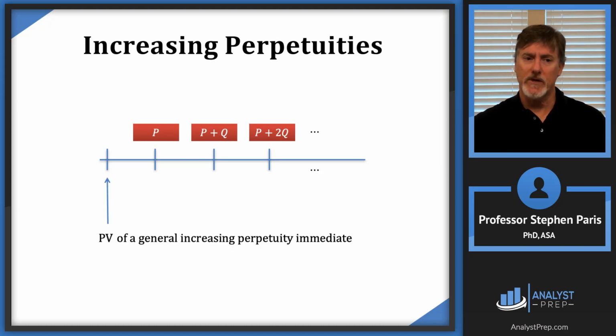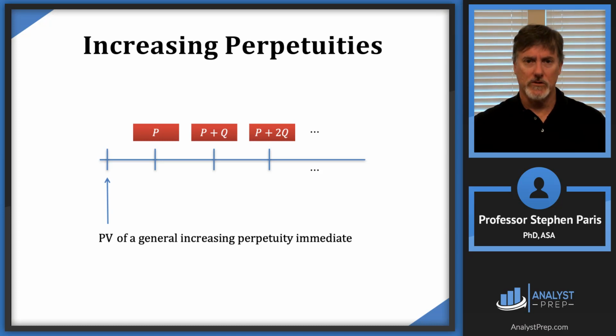So this would be representing the present value at that date. It would be the present value of a general increasing perpetuity immediate. So I want to spend the next few slides going through what the formula is for this. It's a very useful formula. I strongly recommend that you commit this formula to memory.